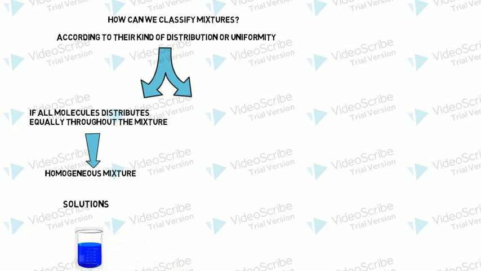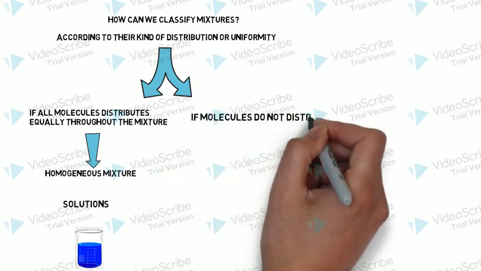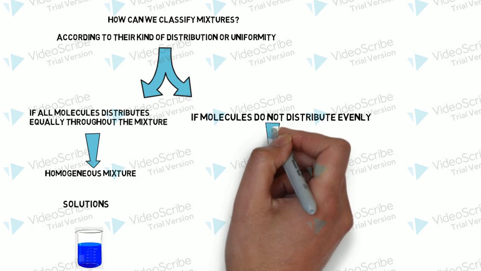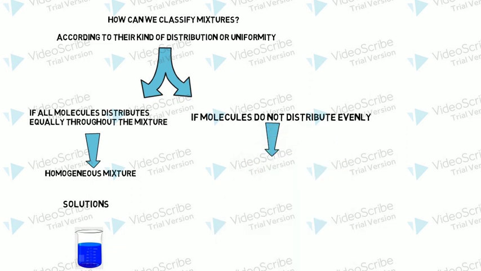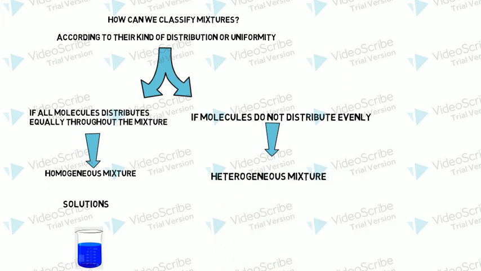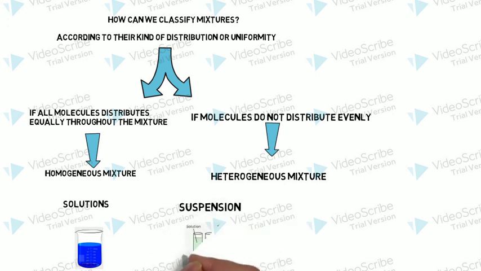We have liquid solutions, gaseous solutions like air, and also solid solutions like steel. Now, if molecules don't distribute evenly throughout the mixture, we will have a heterogeneous mixture. We have two types of heterogeneous mixtures, which are suspensions and colloids. In suspensions, the large particle size causes the particles to settle down, and if we don't keep shaking the mixture, every few minutes, it will settle down.